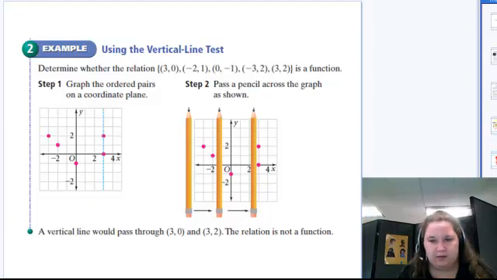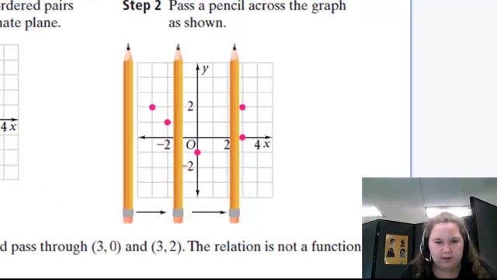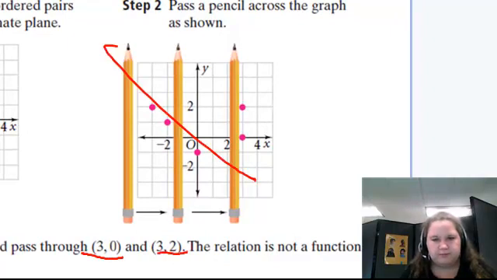Now, pass the pencil across the graph as shown. So we have pencils on the graph. They kind of rolled it up there on each line to see if we have anything being used again in the domain. And what do we have being used twice? That 3. That's good, Kira. Our 3's are repeated. See right here? (3, 0) and (3, 2). So this is not a function.